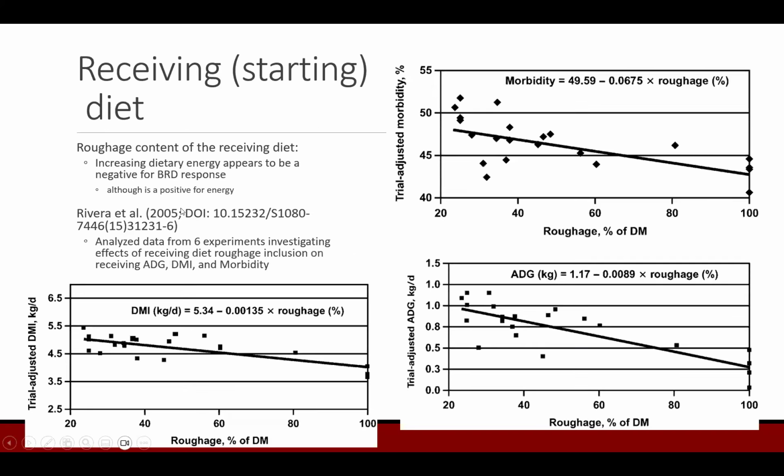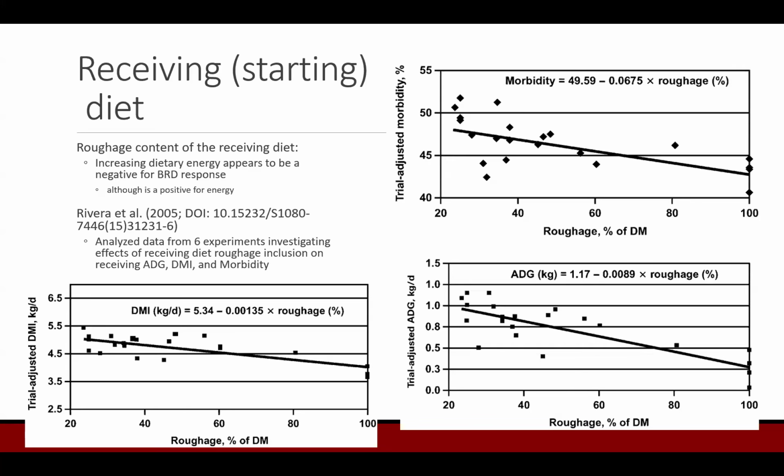Okay, so the receiving or starting diet. You may hear it called a receiver, receiving, or starter diet. The roughage content of the receiving diet obviously has an impact on dry matter intake, average daily gain, and feed to gain. As roughage increases, average daily gain is going to decrease, and dry matter intake is going to decrease. They have less potential to eat that typically low quality forage.